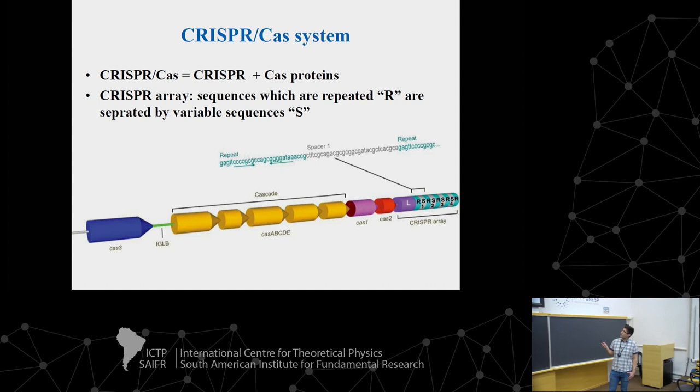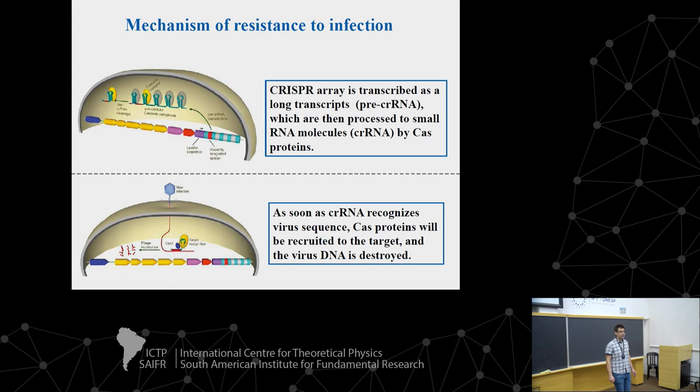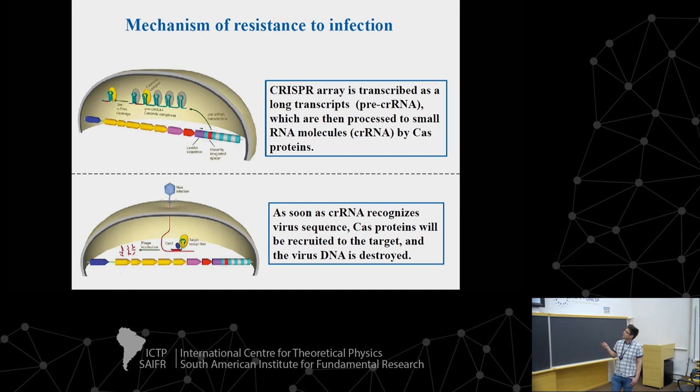And then another component are Cas proteins. Cas means CRISPR-associated proteins. They come together with CRISPR. And these Cas proteins, for our purposes, have two functions. The first function is the following. This CRISPR array will be transcribed as one long transcript. And then you need to cut this long transcript into individual spacers, which are called CRISPR RNAs, crRNAs. And this is done by Cas proteins. So we have pre-crRNA, this long transcript, and then it's processed by Cas into small RNA molecules called crRNAs.